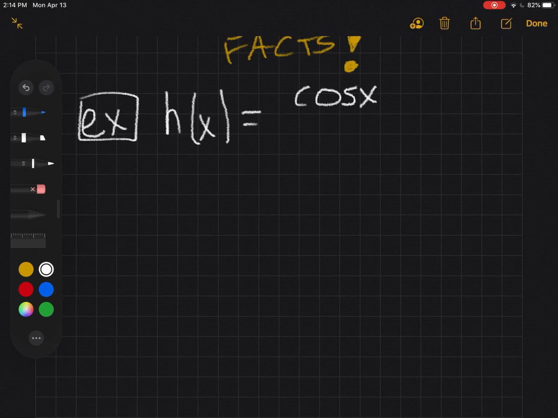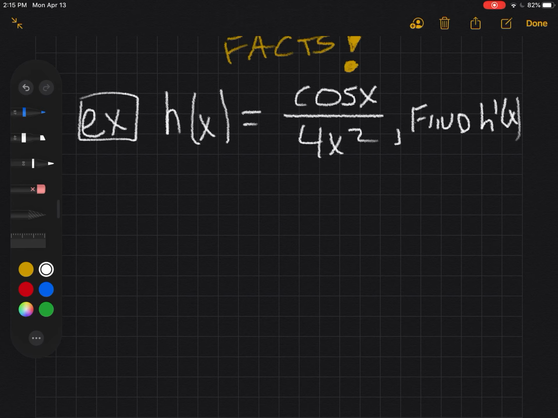So let's do another example here. Let's suppose I have a function, h of x is equal to cosine of x divided by 4x squared. And we want to find the derivative. Find h prime of x. So now here we have a quotient. So instead of using the product rule, we're going to use the quotient rule.